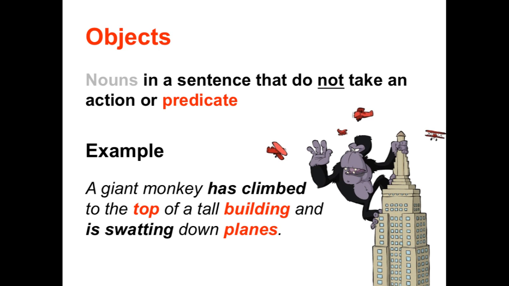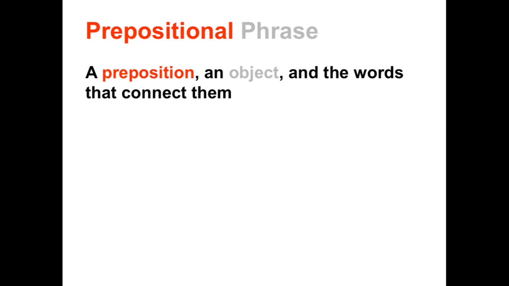All other nouns in this sentence do not take actions and therefore are objects. That would include top, building, and planes. In this sentence, we have three objects or nouns that do not take actions. Understanding objects is important to understanding prepositional phrases because prepositional phrases include a preposition, an object, and the words that connect them. Here are some examples of prepositional phrases.